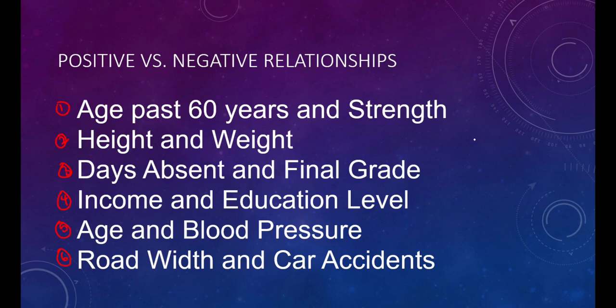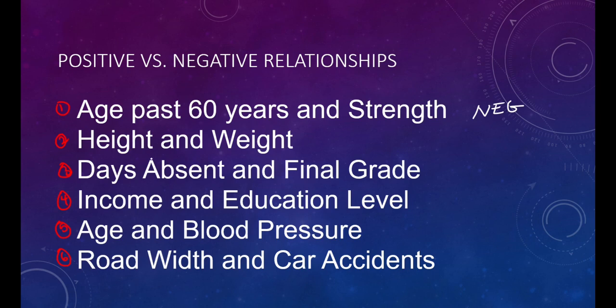Number 1, age past 60 years and strength. This is going to be a negative relationship. As the number of years increases after 60, we are going to lose our strength, so there's a negative relationship. As we get older past 60, we're going to get weaker, so this is a negative relationship.